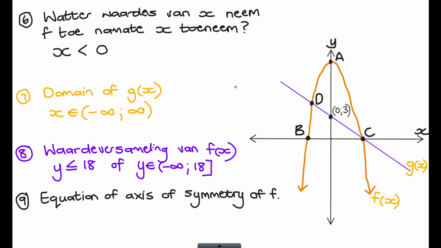Right, the last one, the equation of the axis of symmetry of f. Die as van symmetrie is mos my y as. Nou wat is sy vergelyking? Ek mag nie sê y as nie, we talk about x is equal to 0.